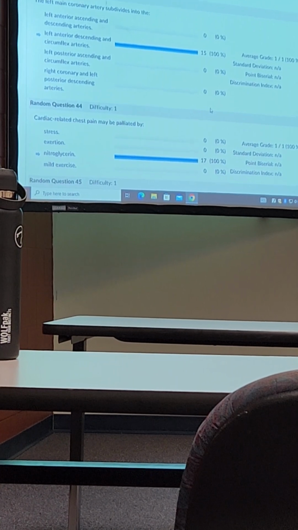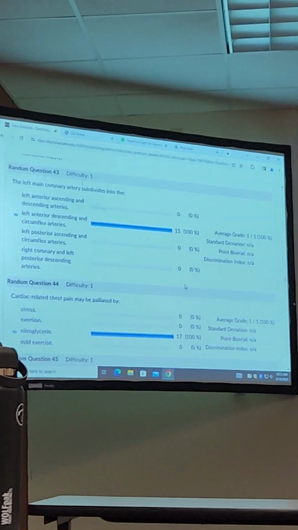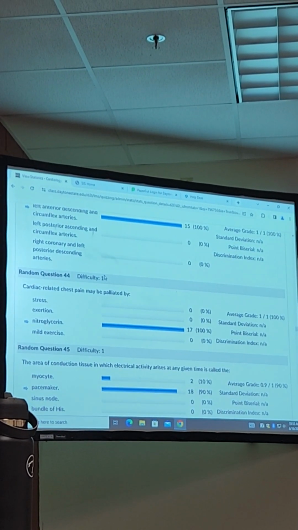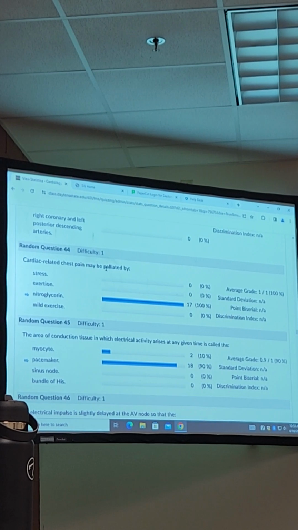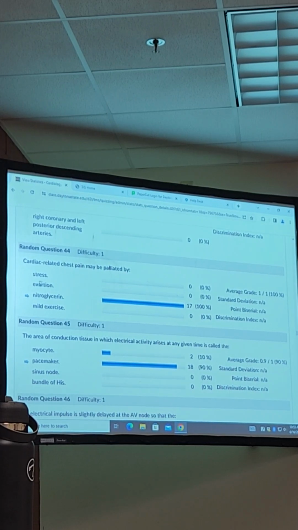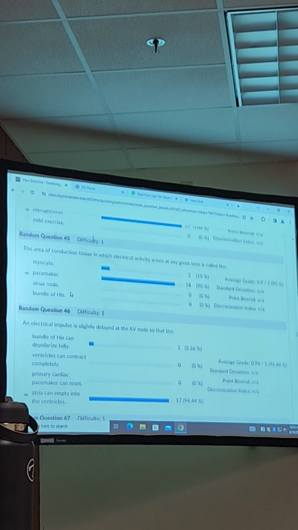Left main coronary artery splits into the left anterior descending and the left circumflex. Cardiac related chest pain may be palliated. Palliated means what? Make better. Make better by nitrite. I would also accept rest, oxygen, but those were not options.